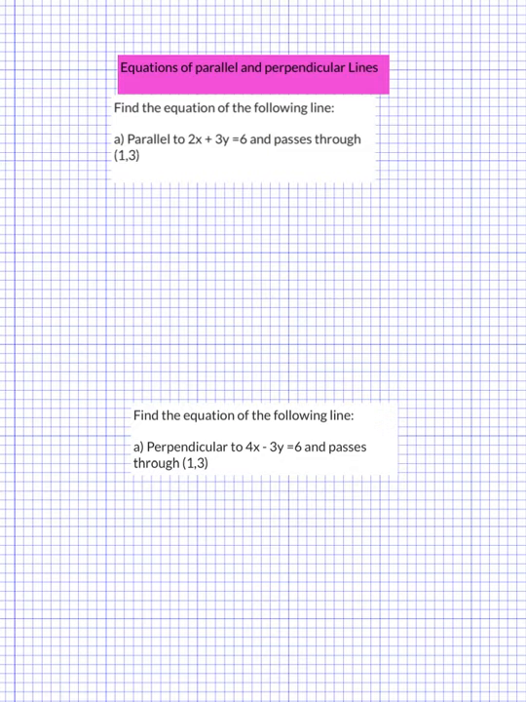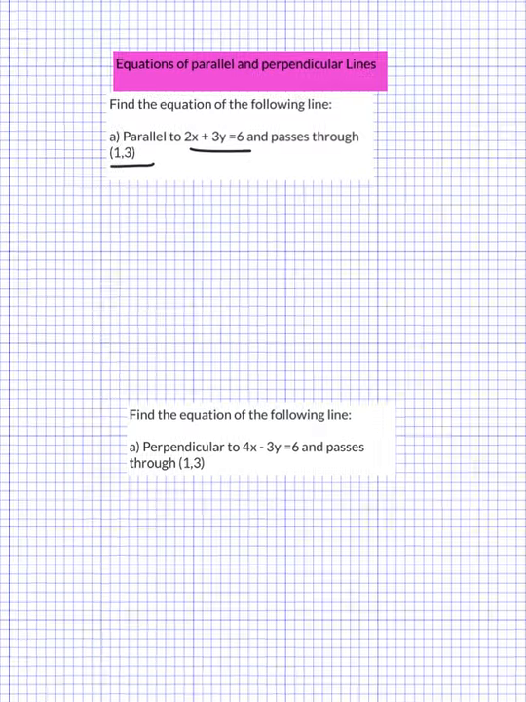Hi all, we're going to apply our knowledge on parallel and perpendicular lines and our knowledge on writing equations to be able to write equations for parallel and perpendicular lines. We've been asked to find the equation of the following line that is parallel to 2x plus 3y equals 6 and passes through (1, 3).